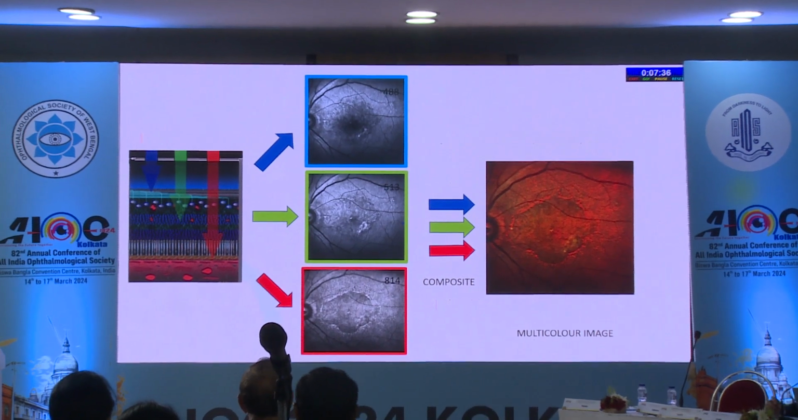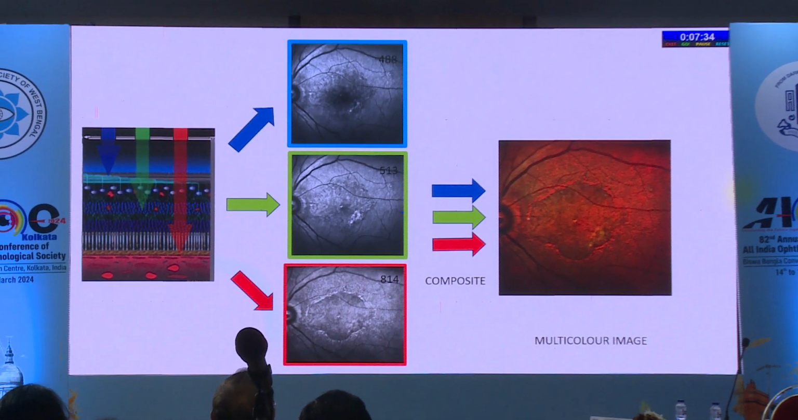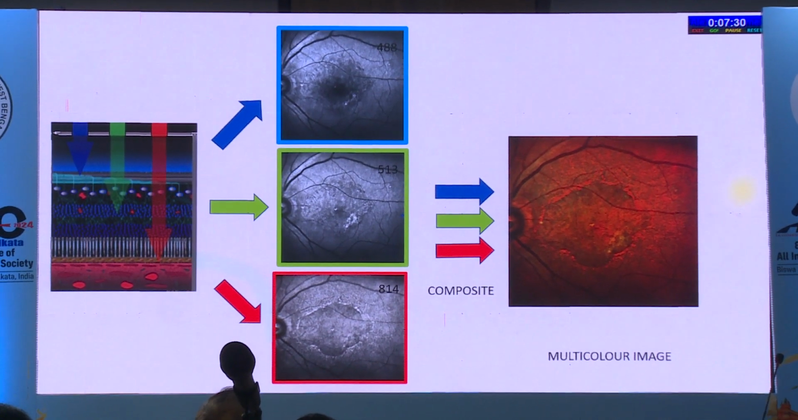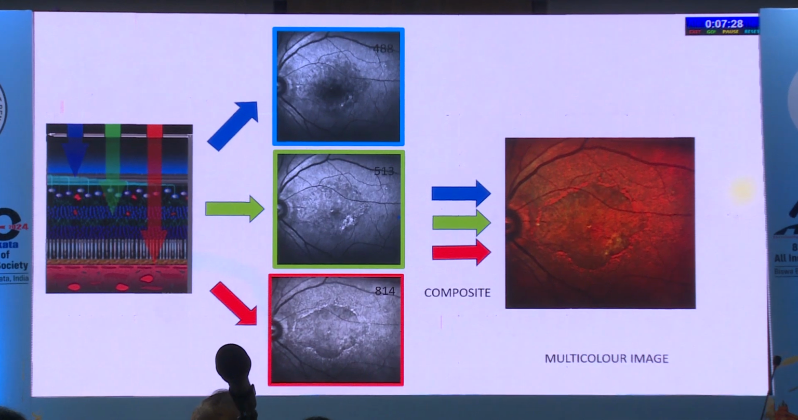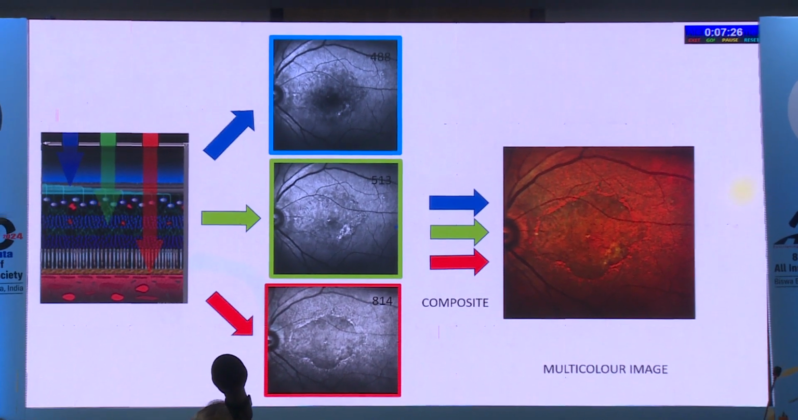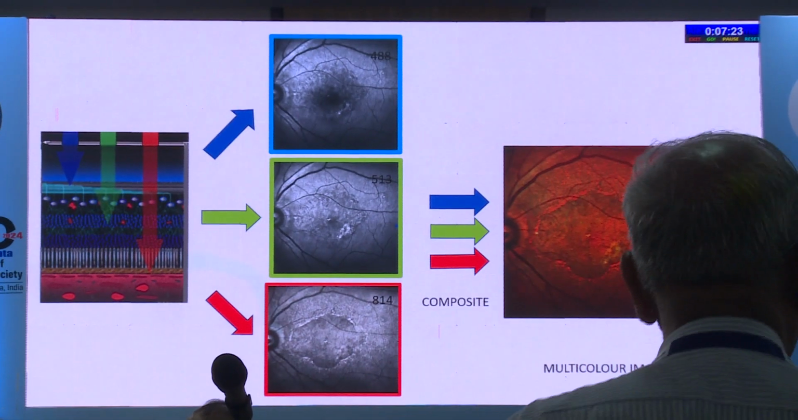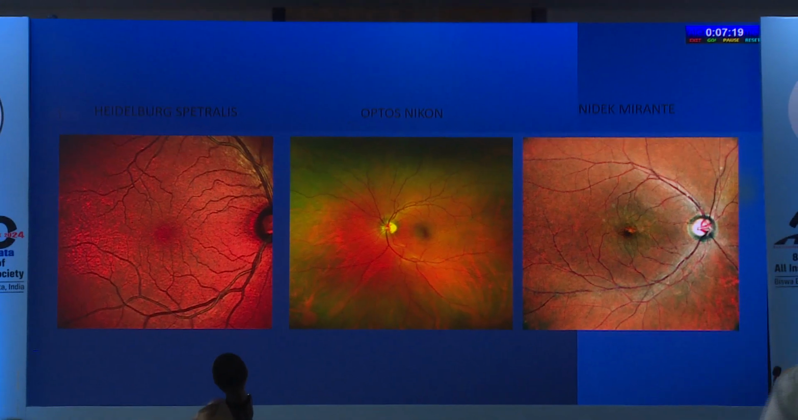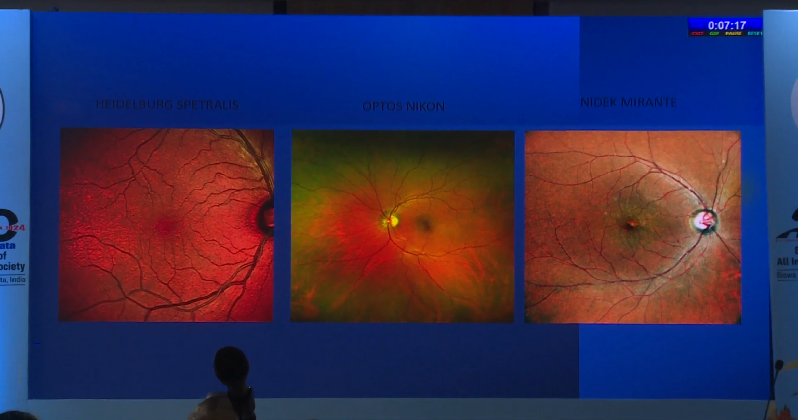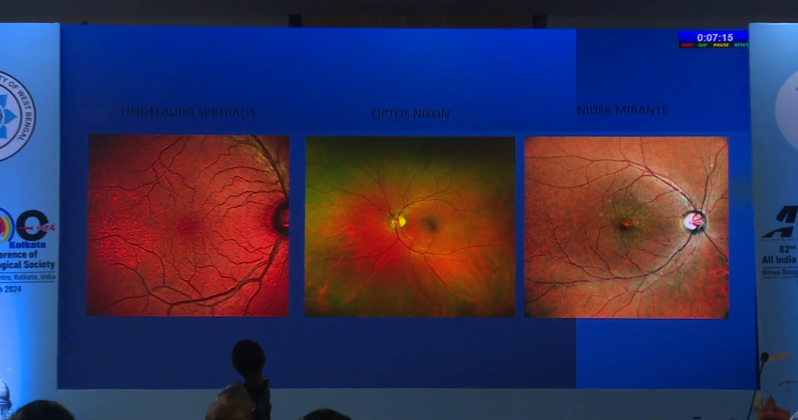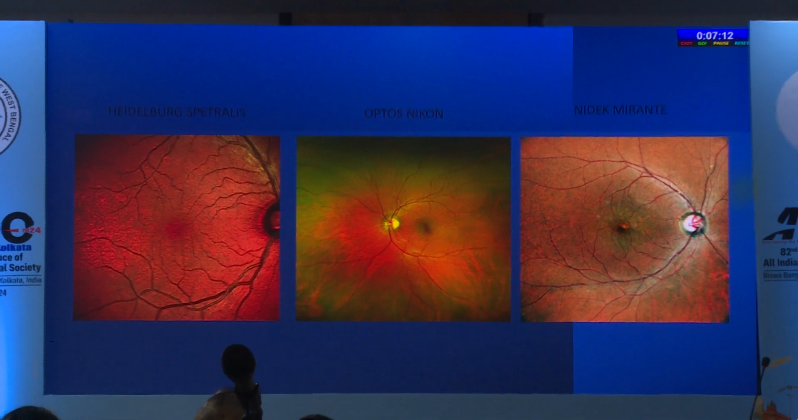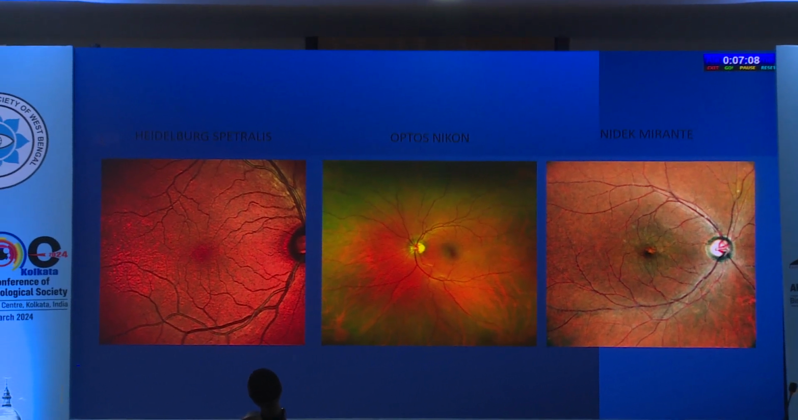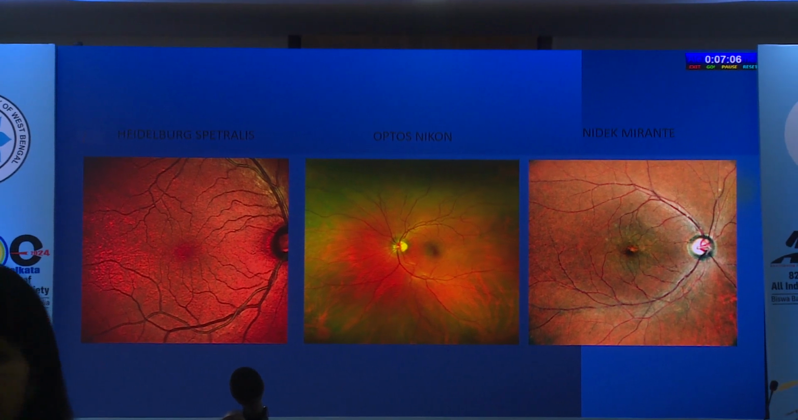Multicolor imaging is different from conventional photography because conventional photography uses light to take images, whereas multicolor imaging uses 3 lasers, namely the blue, green, and red laser, to take individual images and merge them to form a composite image, and that's why we call it a multicolor image. This is a multicolor image from 3 different machines. By far I feel Mirante gives the best pseudo color, which almost resembles the normal color of the fundus.